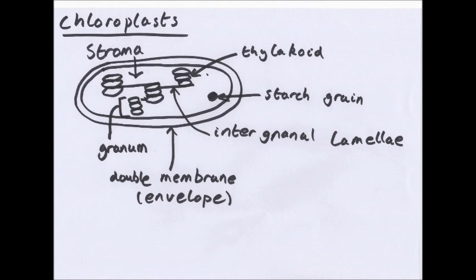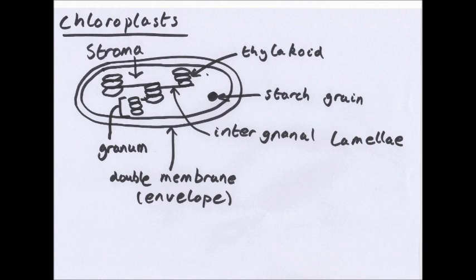And there's also starch grains. Soon I'll teach you about two reactions which happen in chloroplasts, which is photosynthesis. You have the light dependent and light independent. Just to say now, the light dependent stage occurs on thylakoid membranes, and the light independent stage occurs in the stroma. That's the bit that isn't the thylakoids. This will have lots of different enzymes and proteins in it, like cytoplasm is in a cell.